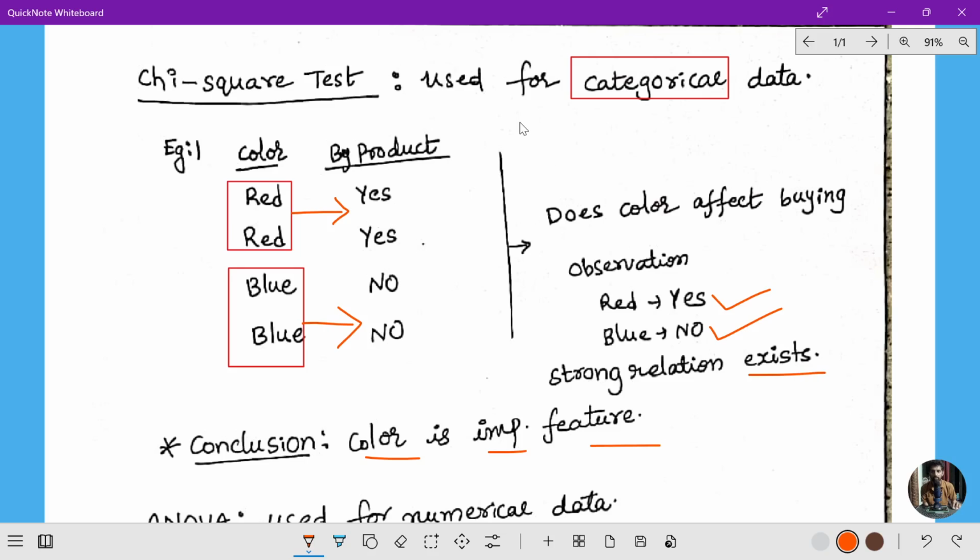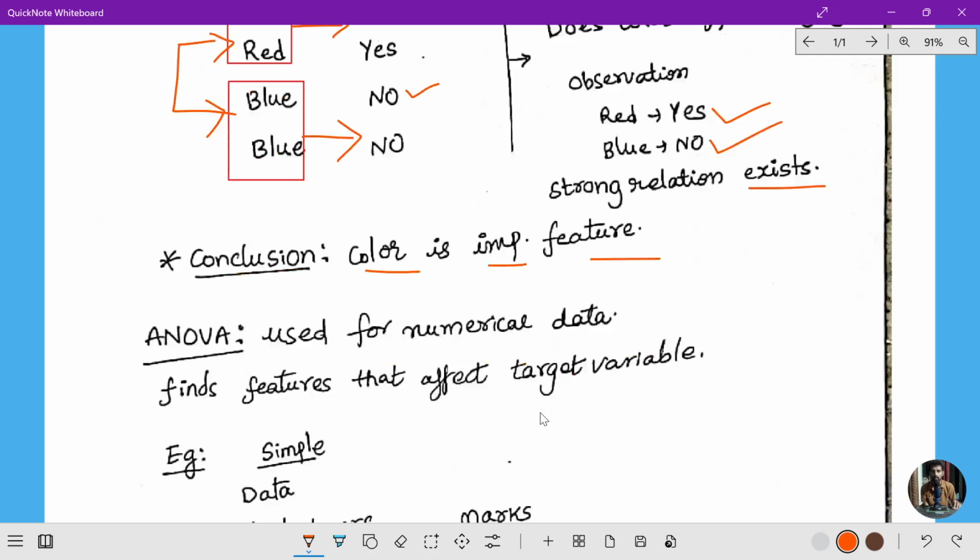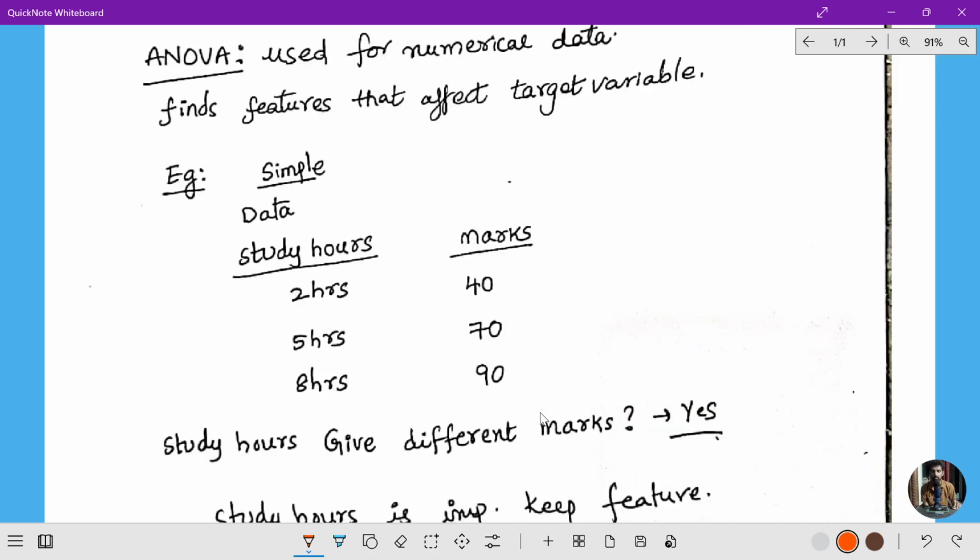So this is called the chi-square test. It all depends on the categorical data. Categorical means there are two categories: the first is red and the second is blue. When it is red, the customer is going to purchase. When it is blue, the customer is not going to purchase. So the conclusion is color is an important feature. We need to keep that one.